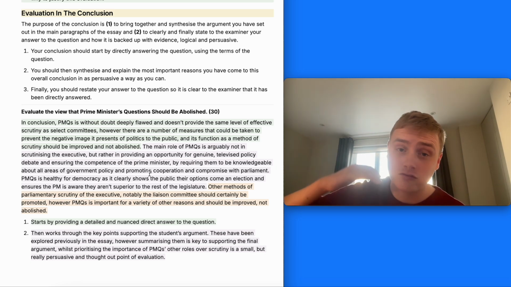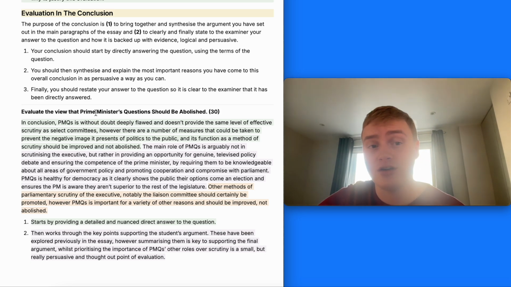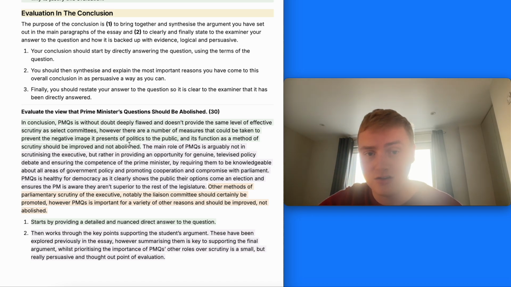So you start by directly answering the question using the terms of the question, as you can see here in this example. It's about Prime Minister's questions and whether it should be abolished. In conclusion, PMQs is without doubt deeply flawed and doesn't provide the same level of effective scrutiny as select committees. However, there are a number of measures that could be used to prevent the negative image it presents to the public, and its function as a method of scrutiny should be improved and not abolished. So we're directly answering the question, saying it should be improved, not abolished.